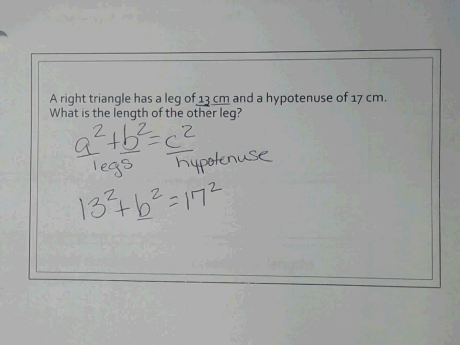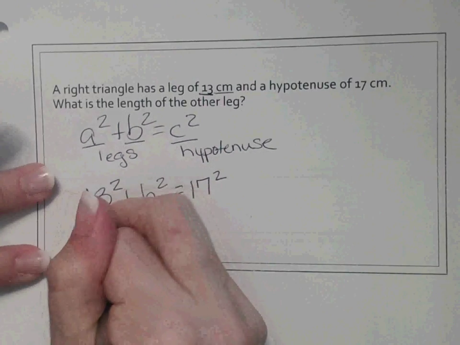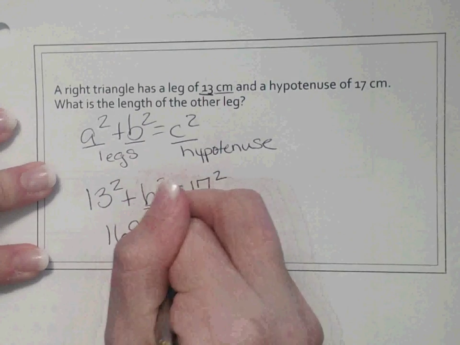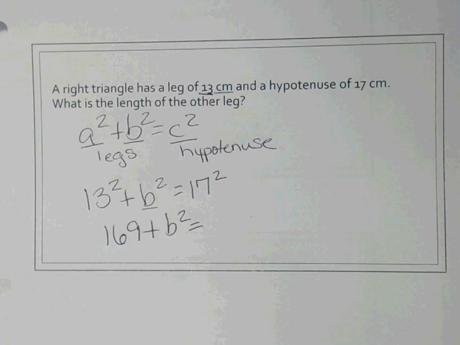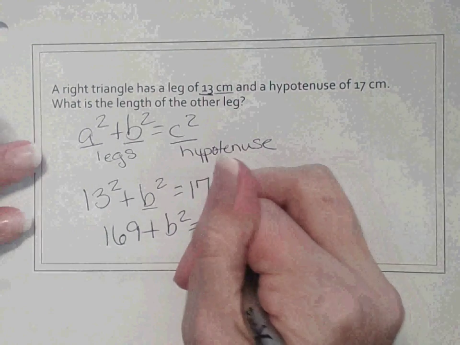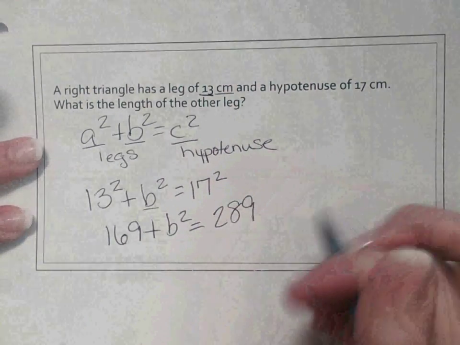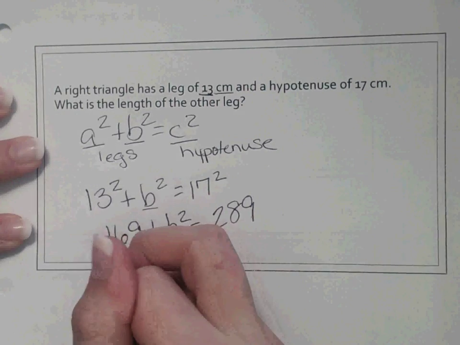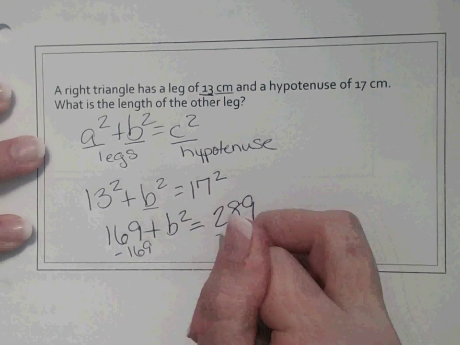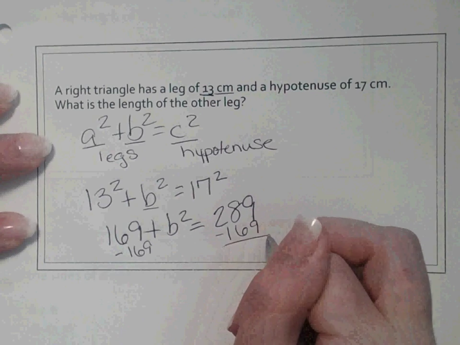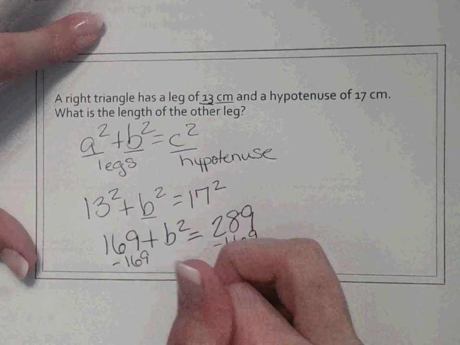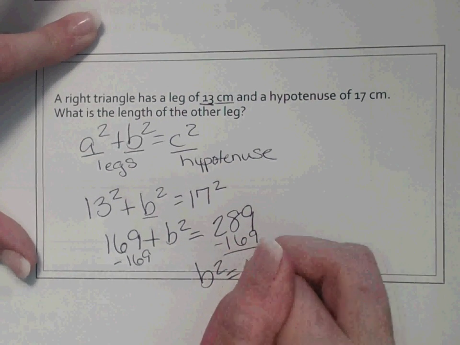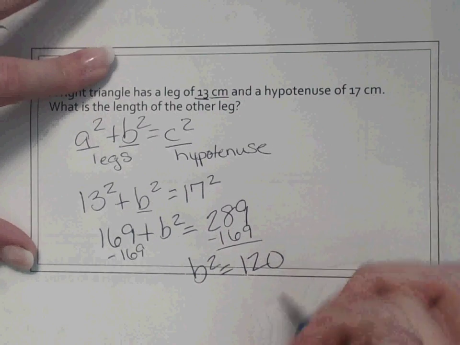So I'm going to square 13, and I get 169 plus b squared equals 17 squared, which is 17 times 17, or 289. And then I'm going to subtract 169 from both sides. And I do get b squared equals 120.